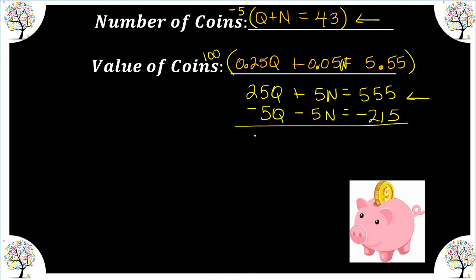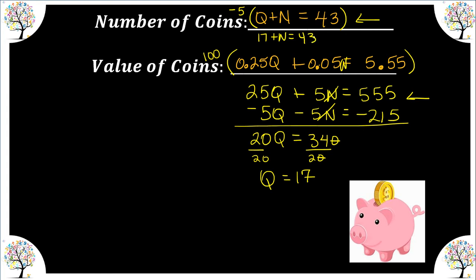Then when we add these equations together, we get 20Q equals 340. Divided by the 20, I'm going to be able to see how many quarters we have. So we have 17 quarters. So I can plug 17 back into this first equation and simply subtract out 17 from my 43, and I have 26 nickels.